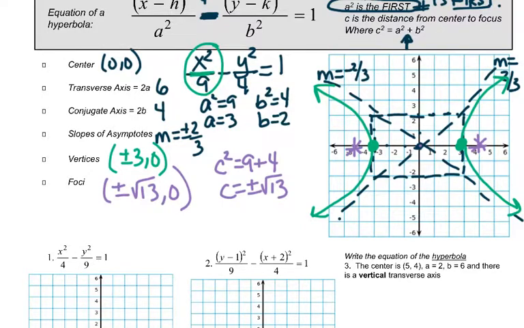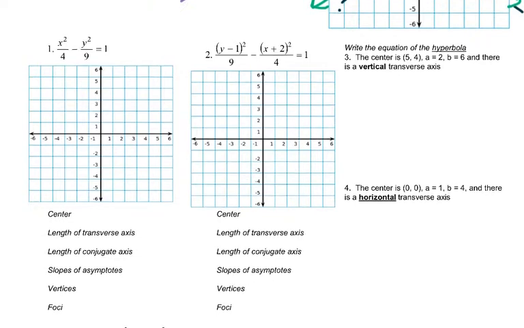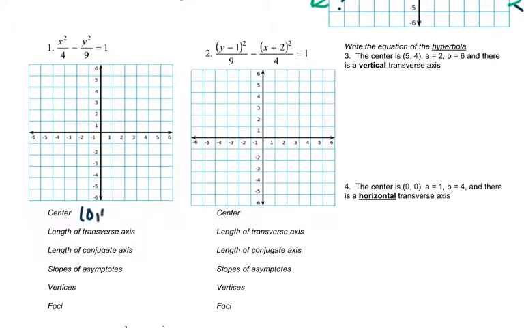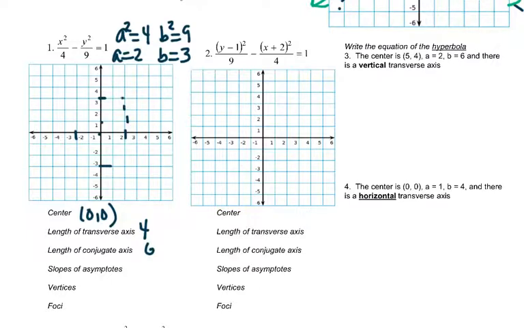You might be like, isn't that the same one? What's different about number 1? Still has a center of 0, 0, right? That's nice. But now the a squared is 4 and the b squared is 9, because in the hyperbola, transverse is first. So since that's under x, I go right 2, left 2, length of 4, up 3, down 3, length of 6. And I make a dotted rectangle. Through that dotted rectangle, I make a big X. I count the slopes of those lines. Rise 3, run 2. So one's positive and one's negative.